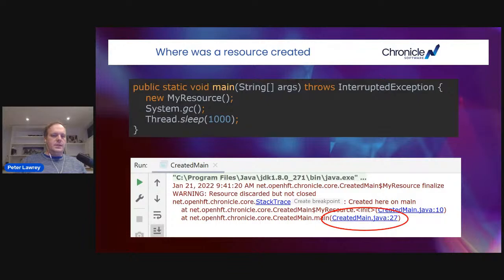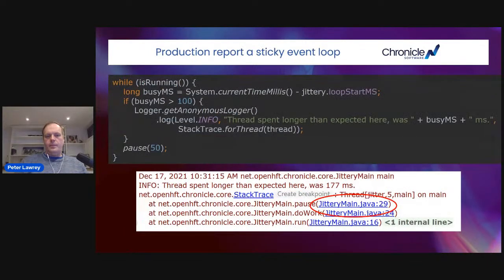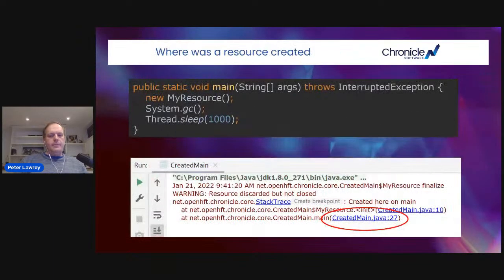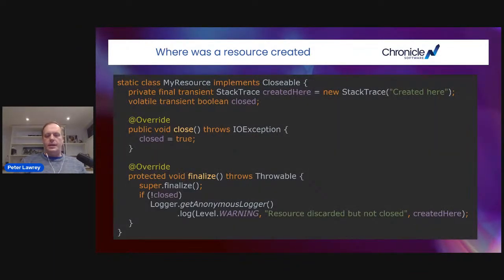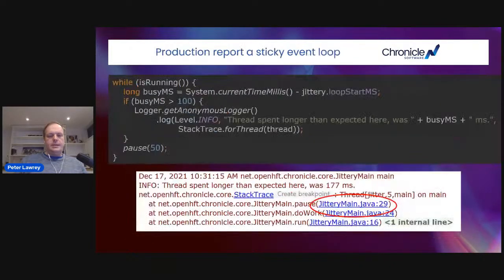So in this case, it's a fairly simple one. I create an object, I GC, and I wait a little bit to make sure that all the background threads do their job. And we get a message out which shows where this object was actually created. So then I can work out, well, through the life cycle, how is it that this was discarded without being closed correctly? And again, you wouldn't be able to log it like this if created here wasn't a throwable. So it needs to be a throwable for this API to work the way it does.